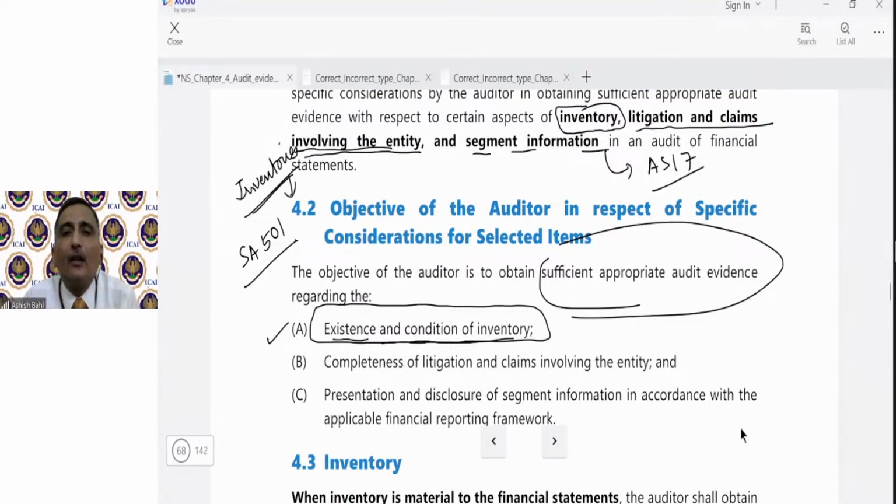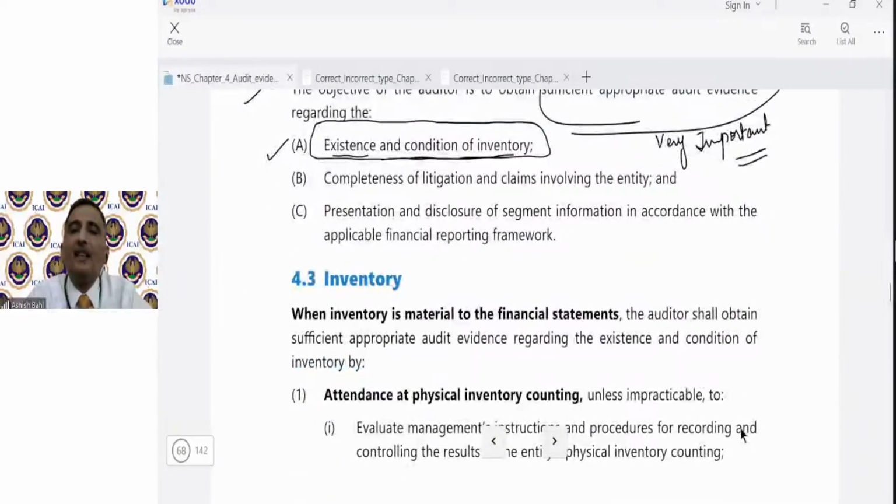So these kinds of things: existence and condition of inventories. So in SA 501, students remember, when we talk about inventories, we talk about existence and condition. Remember these two words, these are very important. So what does SA 501 state?